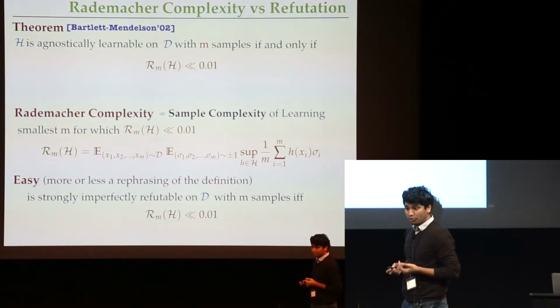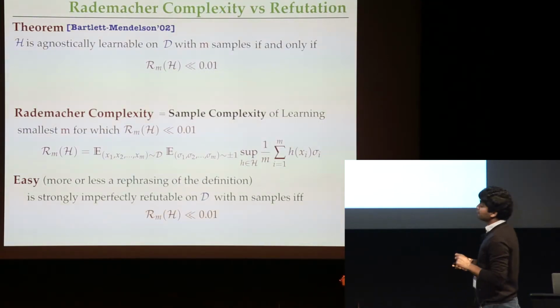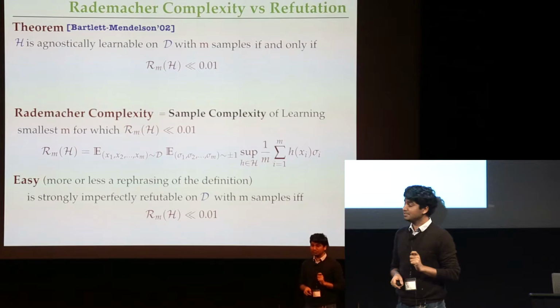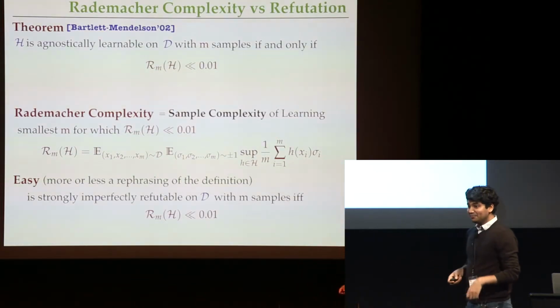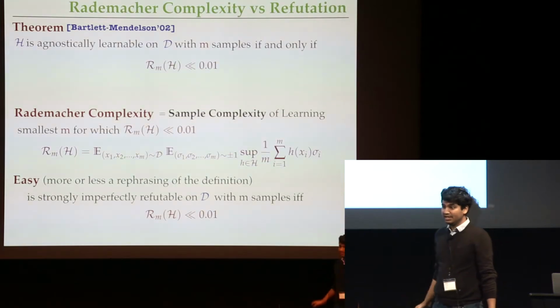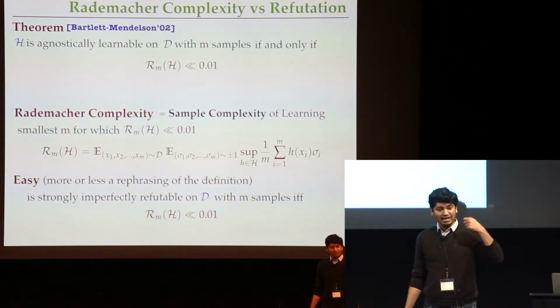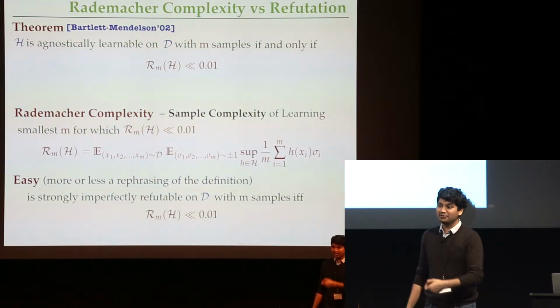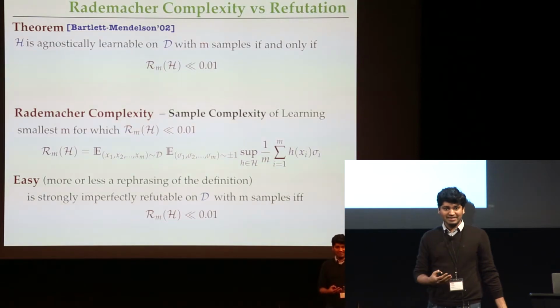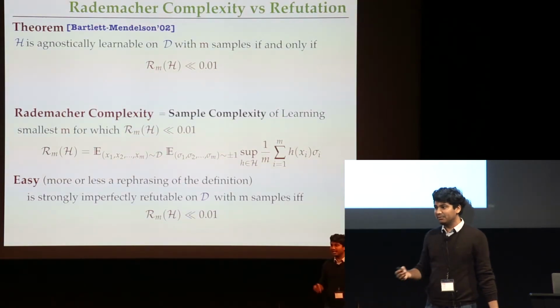What Bartlett-Mendelson showed is that in fact h is agnostically learnable on distribution D with m samples if and only if this Rm of h quantity, the same quantity we saw on the previous slide, is at most 0.01. So in some sense what actually allows you to refute also allows you to learn. Okay? So this I'm going to interpret as the theorem I told you before, that if you don't care about efficiency, then agnostic learning actually can be done by just refuting. Okay?